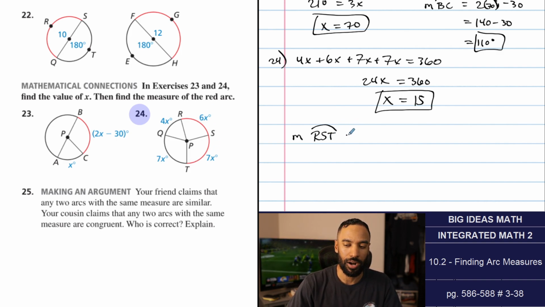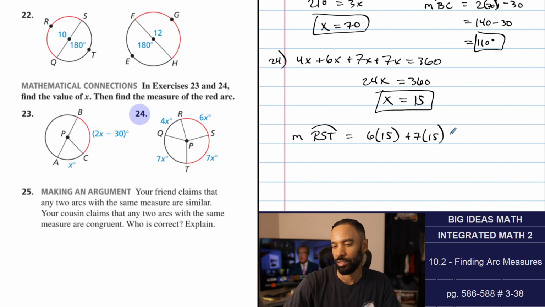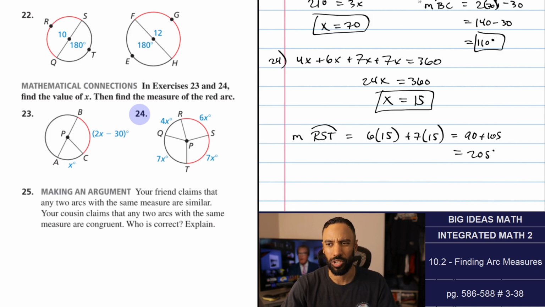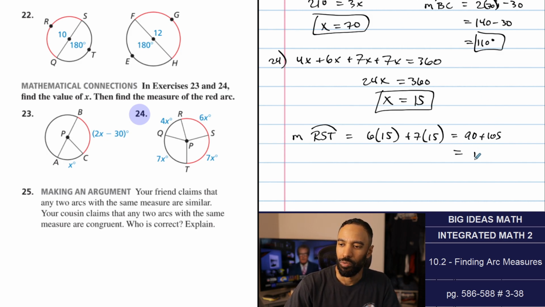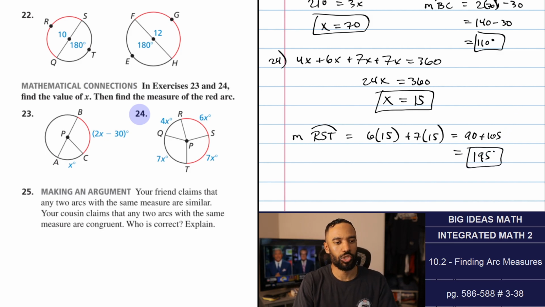Measure of arc RST is going to take 6 times 15 plus 7 times 15, which is 90 plus 105, which is 195 degrees. Okay. All right. There's 23 and 24. Let's go to number 25, making an argument.